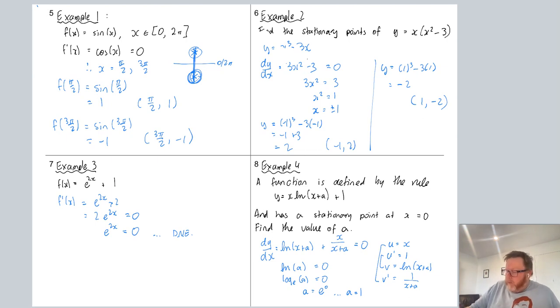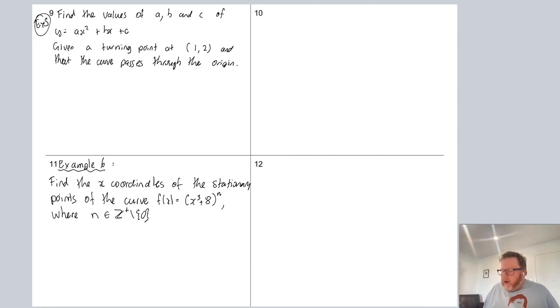Alrighty, let's have a look at a couple more. Find the values of a, b, and c of that quadratic function there, given a turning point. We can say turning point because it's a quadratic, so we know the kind of stationary point it is, at (1, 2), and that the curve passes through the origin. So we've got 3 unknowns there, we've got 2 facts, we can sort it out from there. It's actually 3 facts if you think about it. It's a coordinate (1, 2), plus it's also a turning point, so we can put all that together.